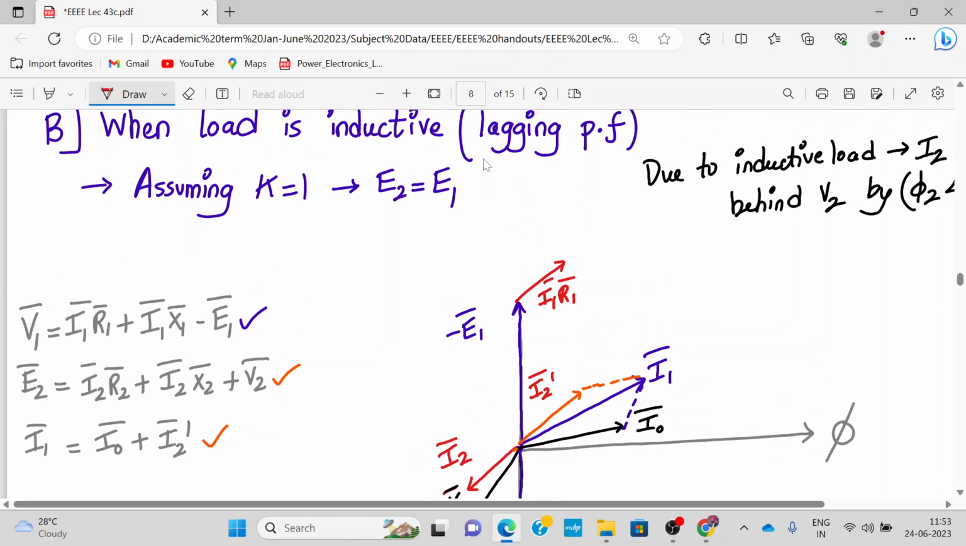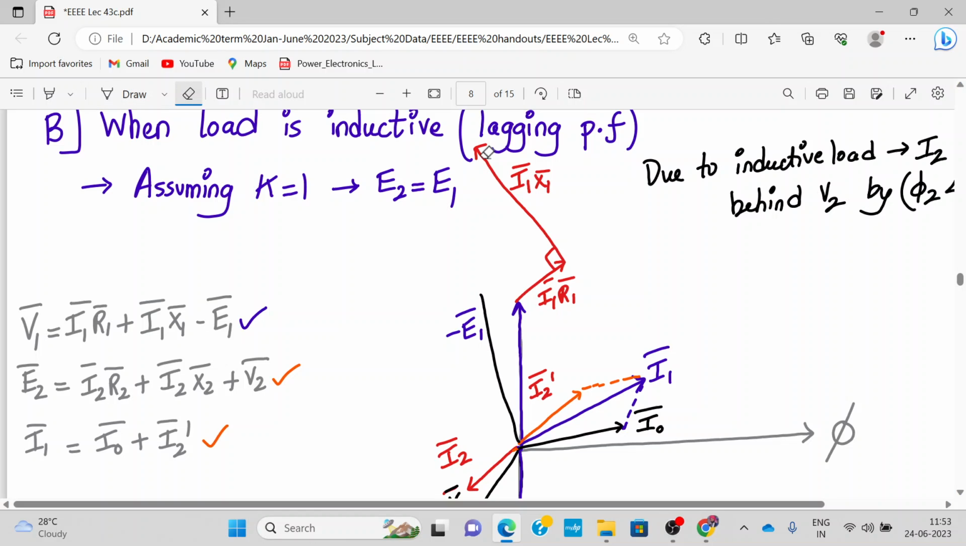Okay. Now in order to draw I1 X1, it has to be 90 degree from here. So 90 degree from here, somewhere around here it will be. This is 90 degree, right? This is 90 degree, so this will be I1 X1 bar. Alright. And then the addition of all three, I1 R1, I1 X1 and E1 will give us V1. So this plus this will give us the resultant vector V1. So the resultant vector V1 will be from here.